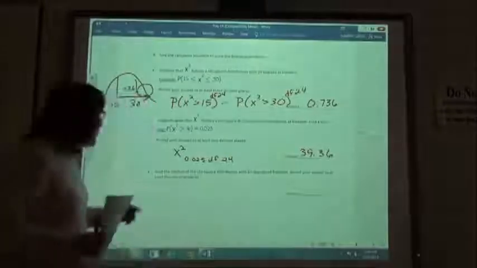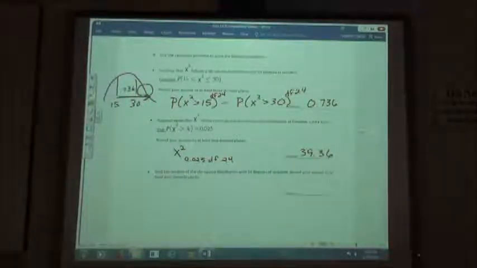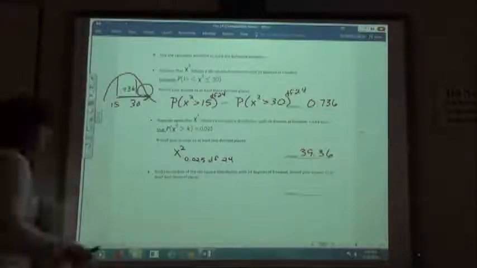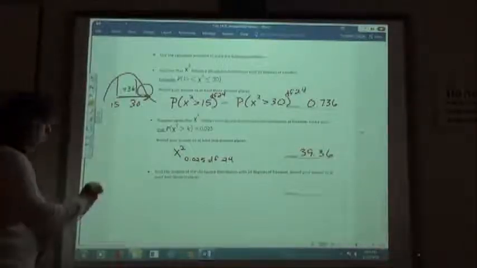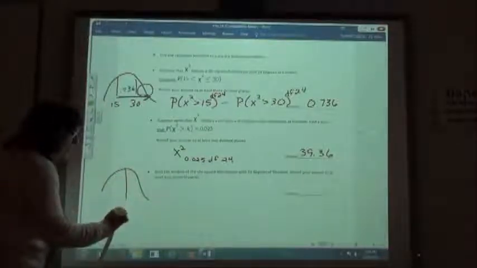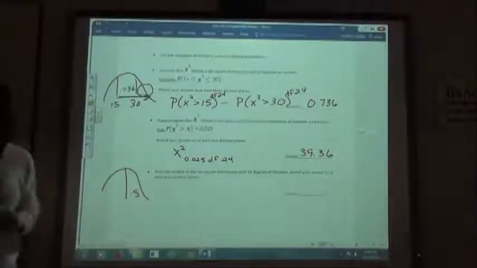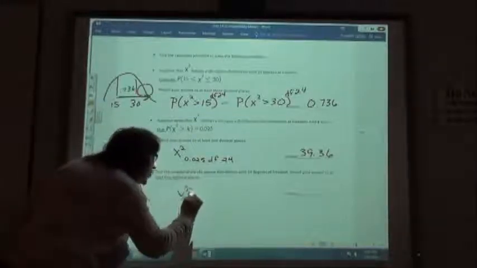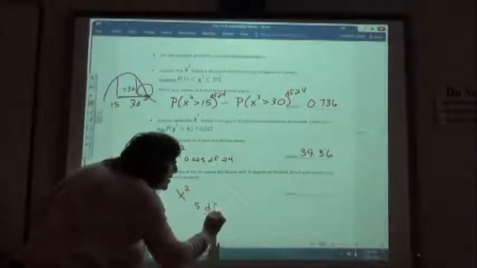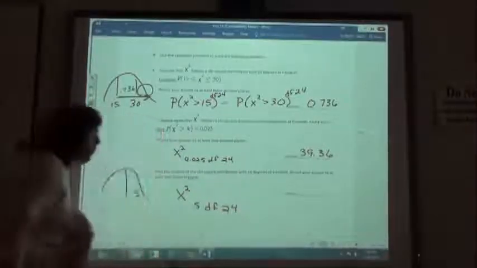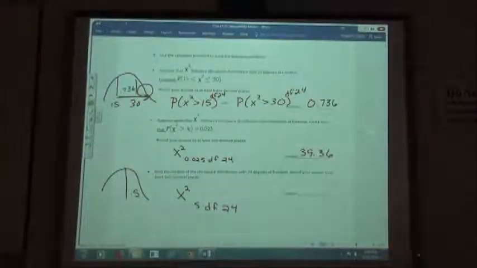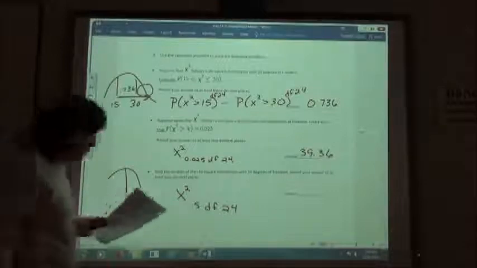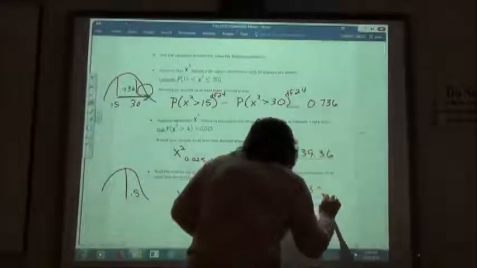39.36. And the third part, again, is doing the median. If we're doing the median, what is the area? 50%, right? The median cuts it in half, so 50% of it would be to the right. So we're going to do our chi squared, 50% with a degree of freedom of 24. Yep, 23.34.